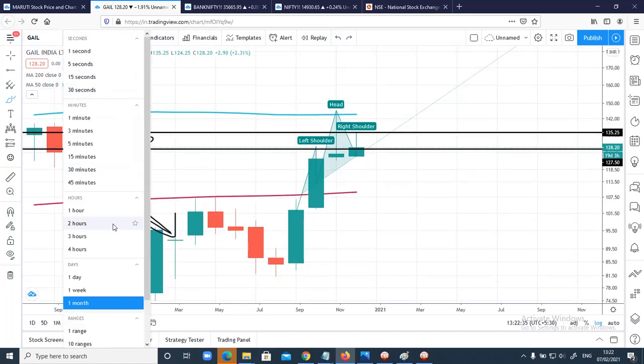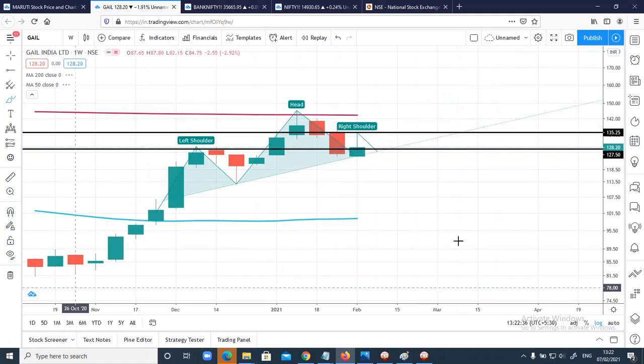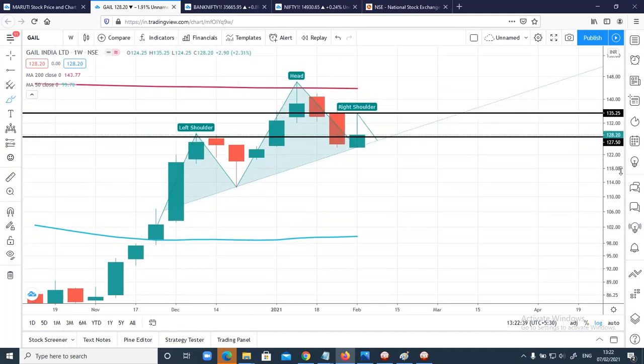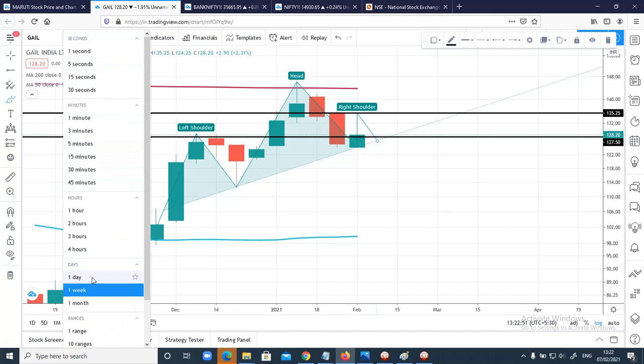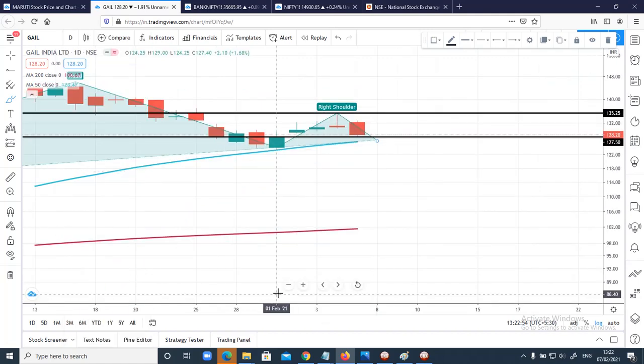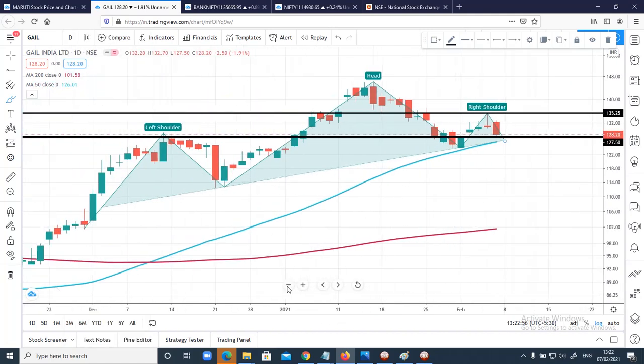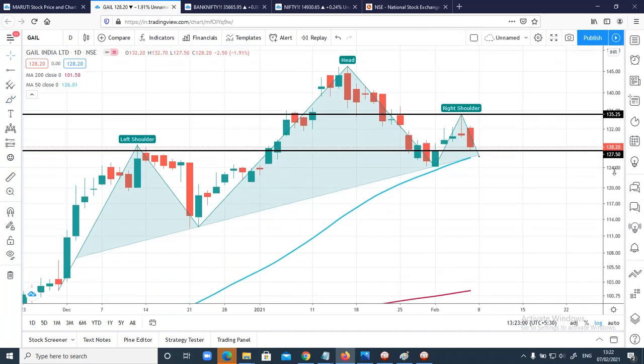Now talking about the weekly chart, you can see how beautifully it has turned out to be a... Now yes, as I was telling you, it has turned out to be a head and shoulder pattern. Let me go to the daily chart and after that I'll explain the plan. Okay, now on the daily chart, for day traders, the positional traders have set a big target.